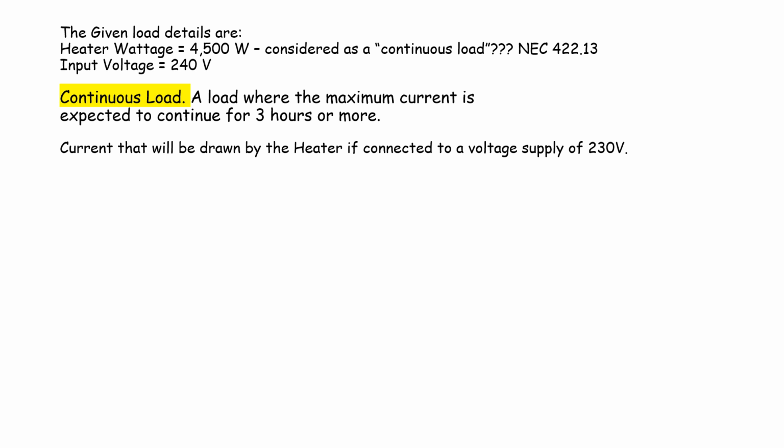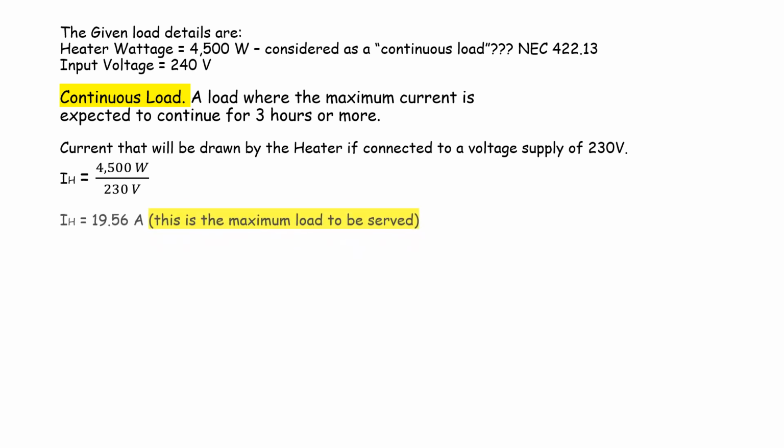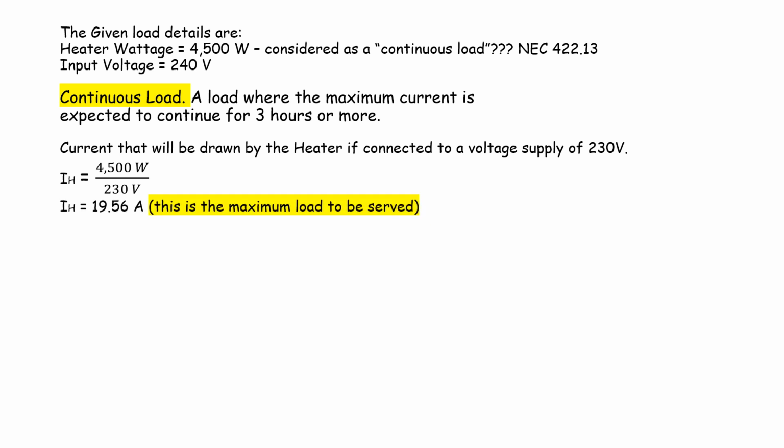Current that will be drawn by the heater, if connected to a voltage supply of 230 volts, so current of heater is 4,500 watts divided by 230 volts. Current of heater is 19.56 amperes. This is the maximum load to be served.